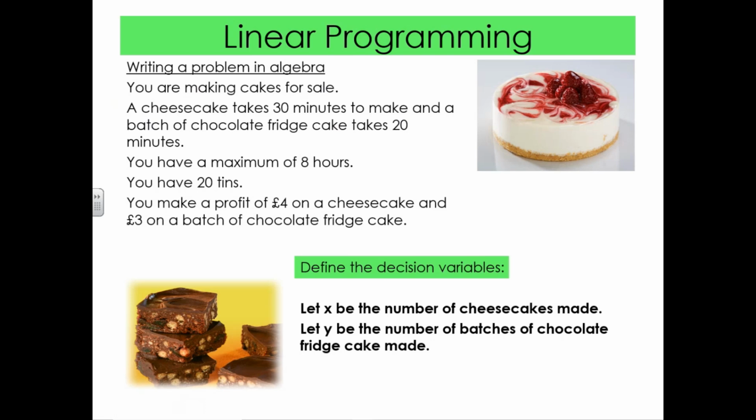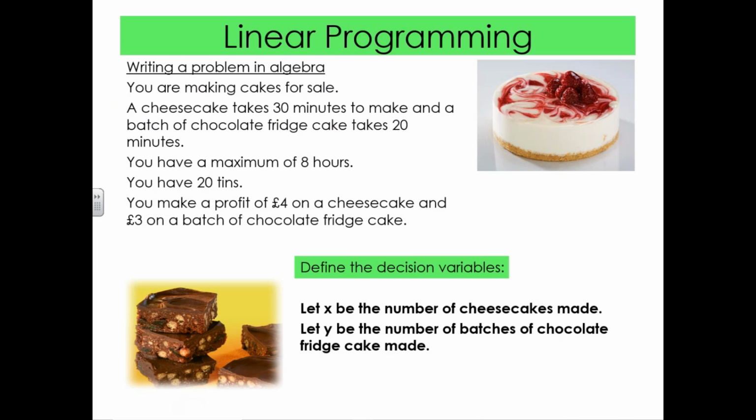It doesn't explicitly say in the question, but we're looking to maximize profit in this case. So the first thing we're going to do is define our decision variables. You could call them whatever letters you like, C for cheesecake and F for fridge cake or whatever, but we're going to let x be the number of cheesecakes and y the number of batches of chocolate fridge cake. Remember it should be the number of, it's not just x is cheesecakes, y is fridge cakes. So define those first.